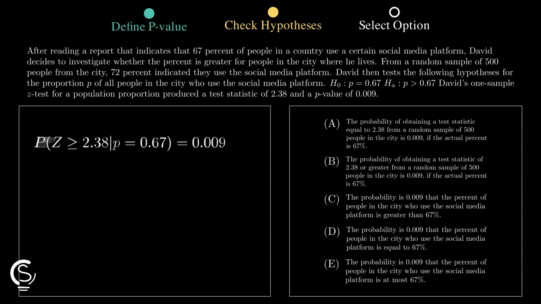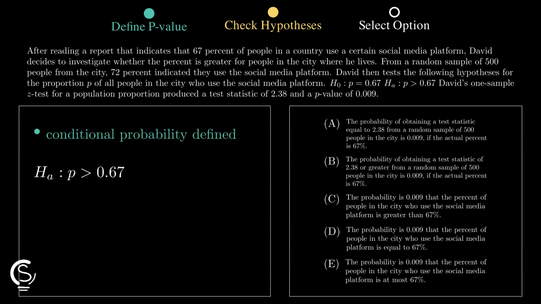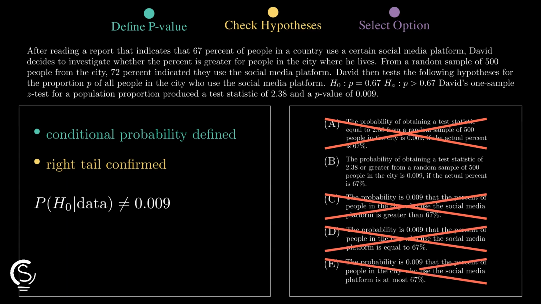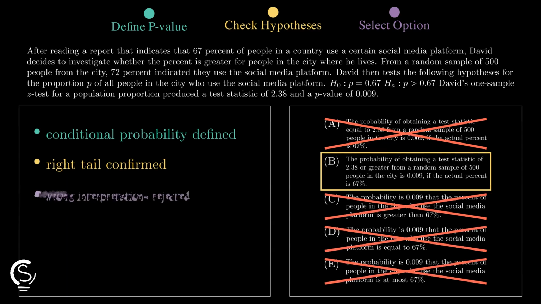Our alternative hypothesis is p is greater than 0.67. This means we look for the probability of the test statistic being 2.38 or greater, which matches our right-tailed test perfectly. Options C, D, and E incorrectly treat the p-value as the probability of the hypothesis itself. Option A misses the "or greater" condition. Only B correctly describes the tail probability.